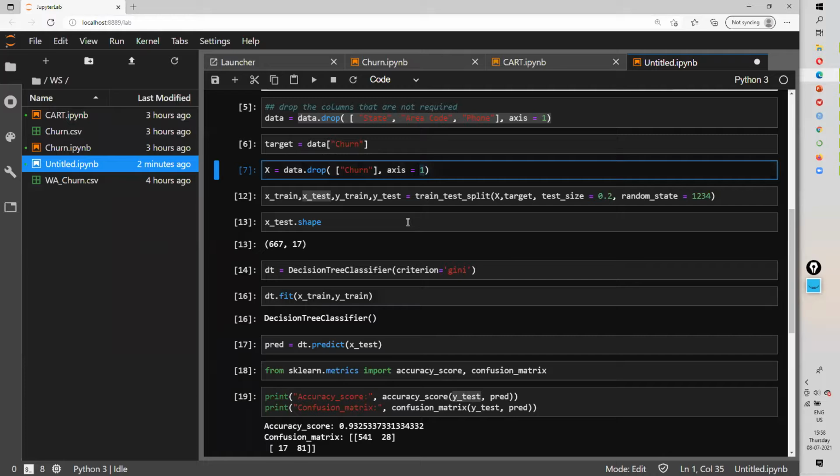Axis is equal to 1 lets the data frame operation know that we are dropping a column, not a row. If we give axis is equal to 0, that means we are dropping a row. If we say axis is equal to 1, that means we are dropping a column.